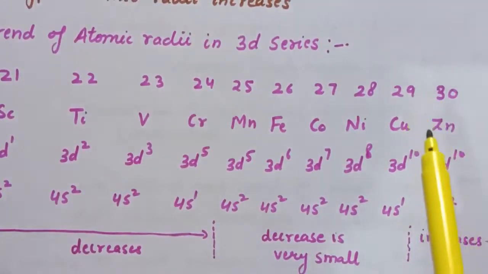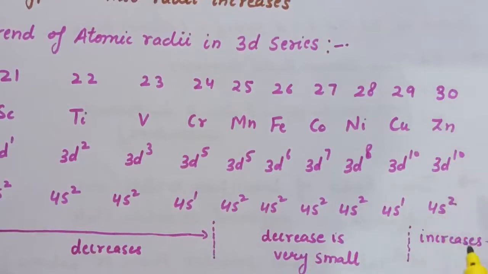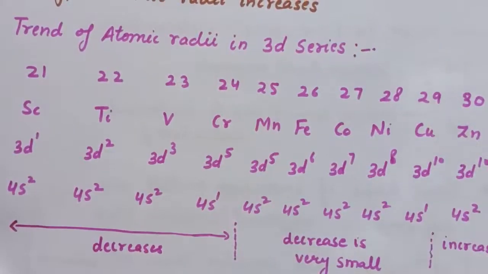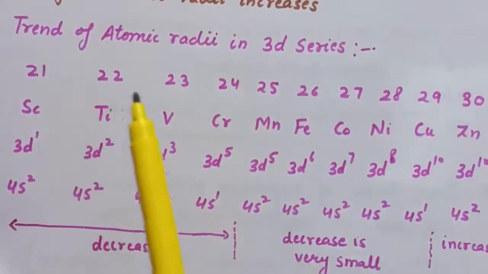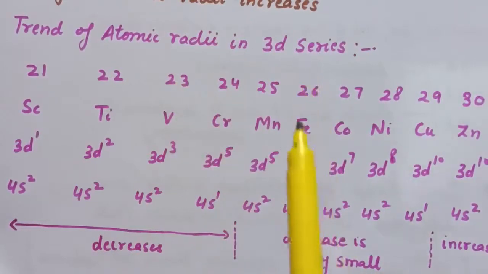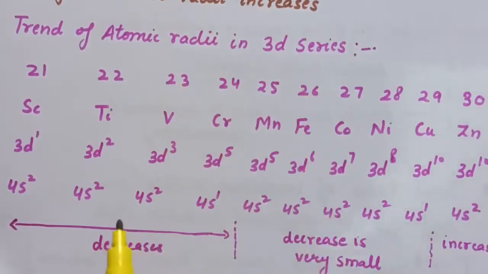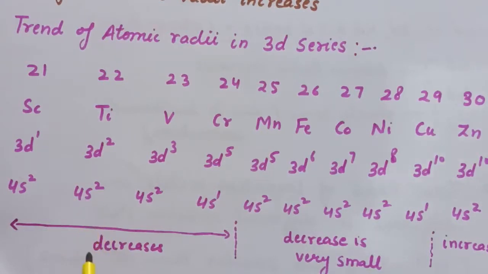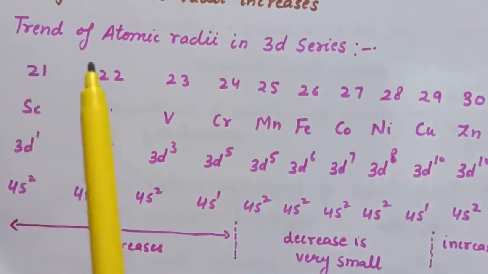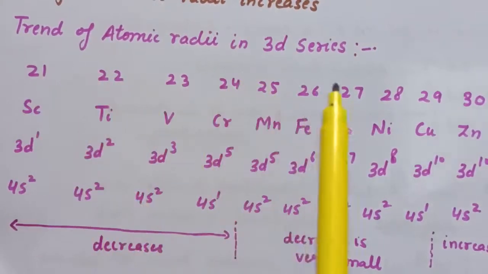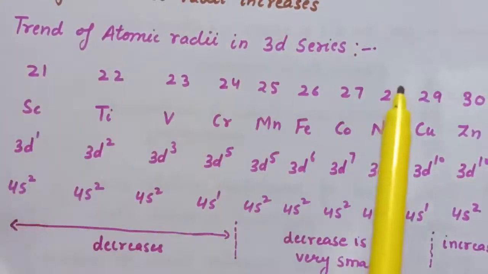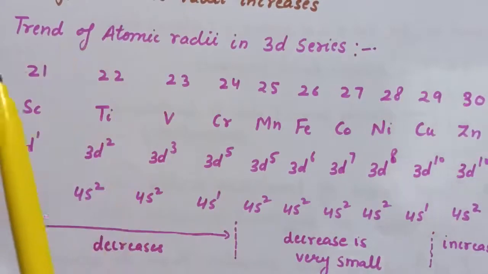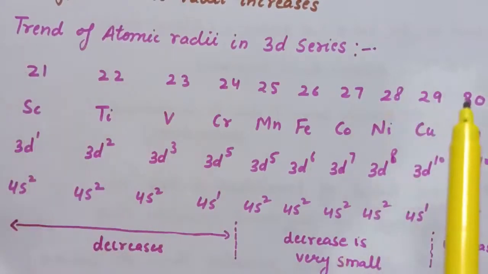That is, in the case of zinc, the atomic radii increases slightly. Now we will explain why this trend is irregular in 3D series. This can be explained on the basis of two factors: nuclear charge and screening effect. Now as we move from left to right in the periodic table or in this 3D series, the nuclear charge increases from atomic number 21 to atomic number 30.